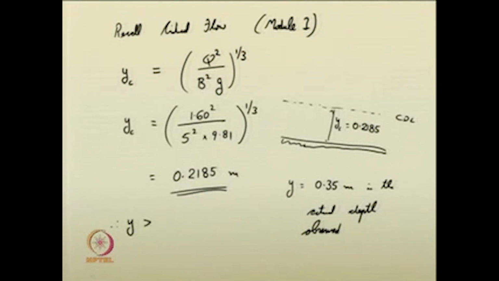Therefore, y is greater than the critical depth. So, at present the flow is in subcritical condition, that you can understand now, right, because y is greater than y c. Now, the next thing is that you have to determine the normal depth for this particular discharge. What could be the normal depth?